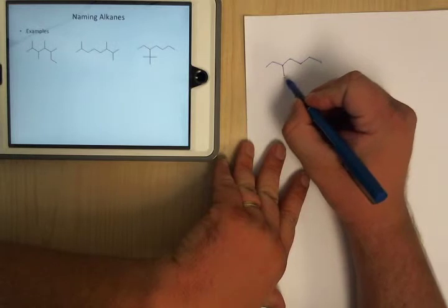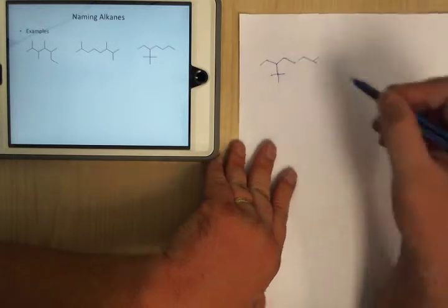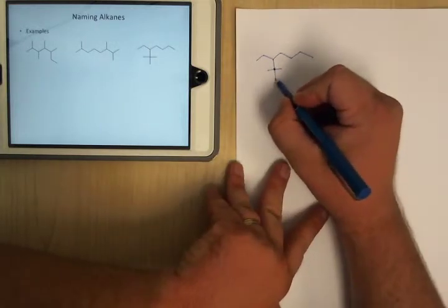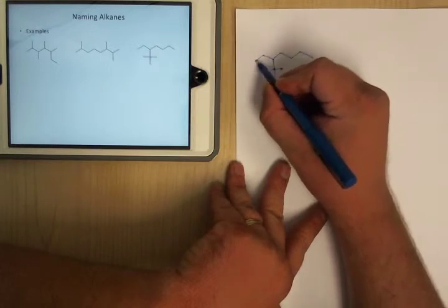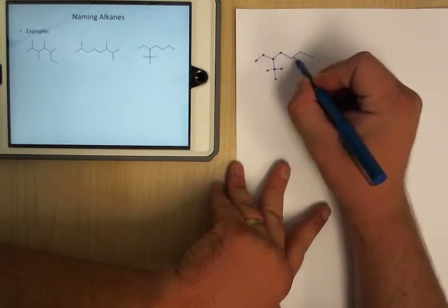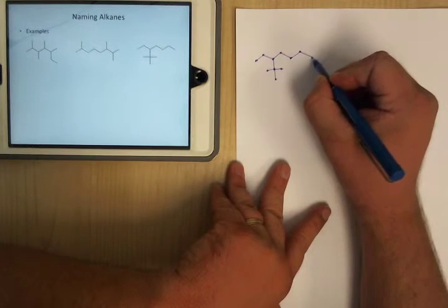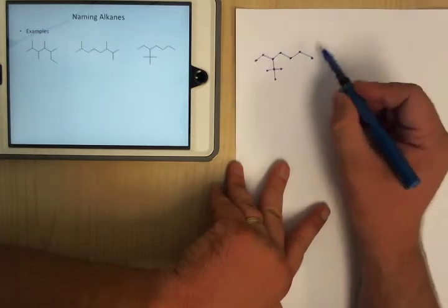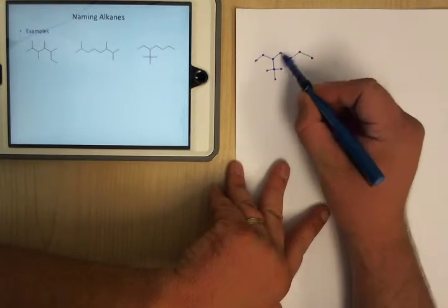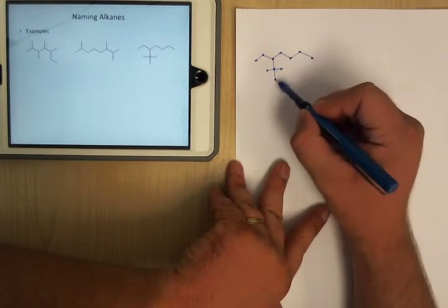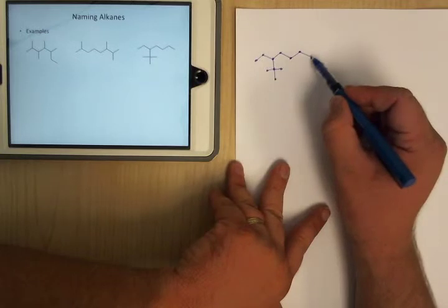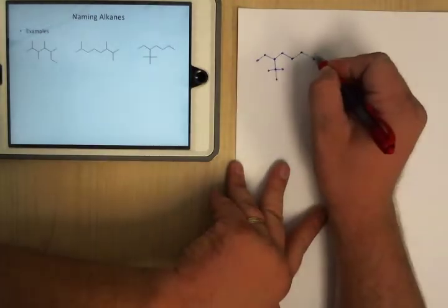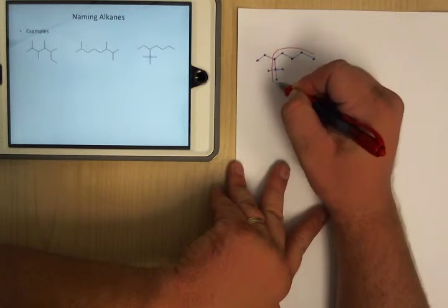We have to apply some common sense here. Okay, so here we go. I'm going to put the dots in. Now, here's the problem. We can go 1, 2, 3, 4, 5, 6, 7, or we can go 1, 2, 3, 4, 5, 6, 7. We can do this chain and have this big 2-butyl group, or what I prefer is to just use these guys here.